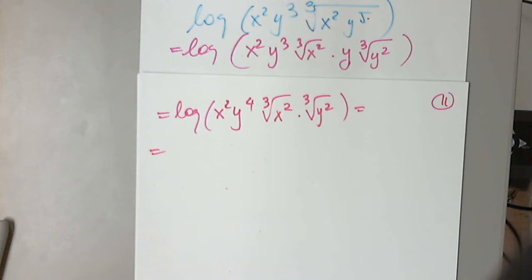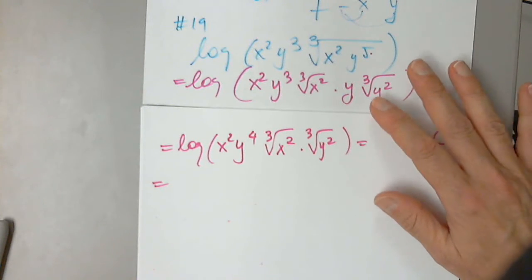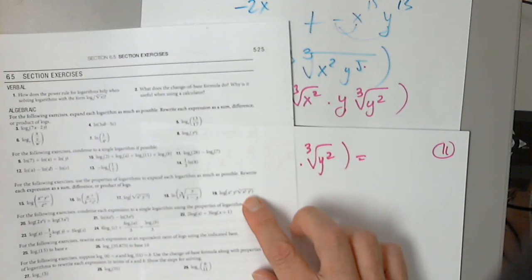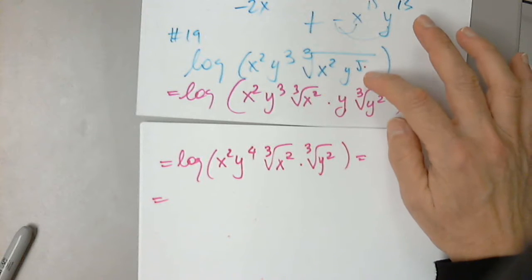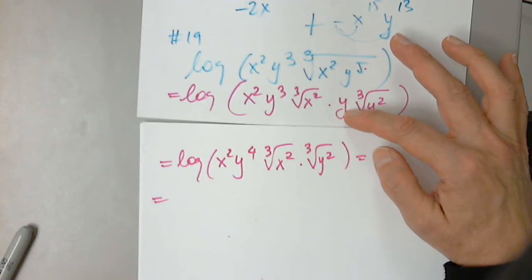Is it y squared or y to the 5th on the top? I think it's y to the 5th. Let me check, because sometimes I see y to the 5th. Yes. So since it's y to the 5th, it's y cubed times y squared, and I took the cube root of y cubed out.